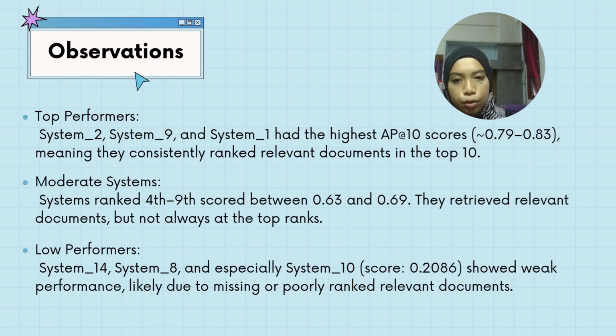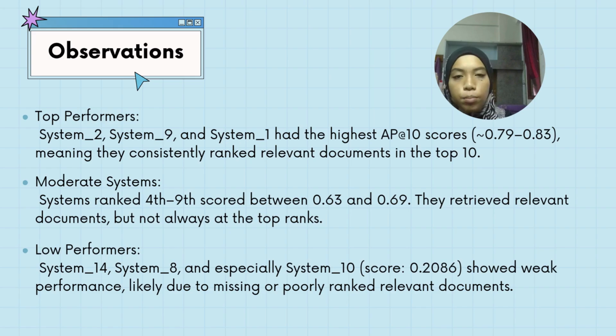For the moderate systems, we can see that system ranks 4th to 9th, for example, score between 0.63 and 0.69. So they perform moderately well, but may have ranked some relevant documents slightly lower within the top 10. So this could indicate some inconsistencies across different queries.